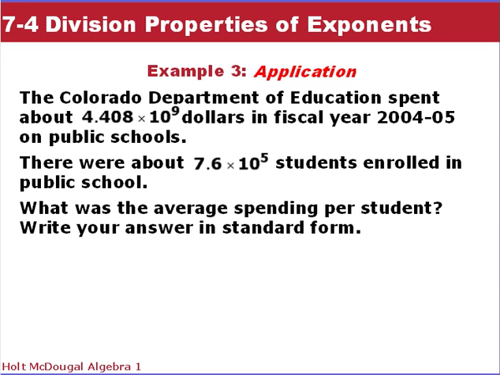In this example, the Colorado Department of Education spent about $4.408 times 10 to the 9th in fiscal year 04-05 on public schools. There are about 7.6 times 10 to the 5th students enrolled in public school. What was the average spending per student? And again, write your answer in standard form.